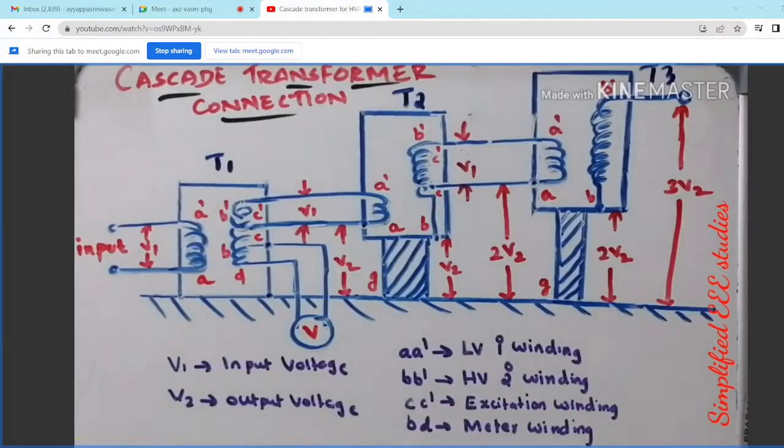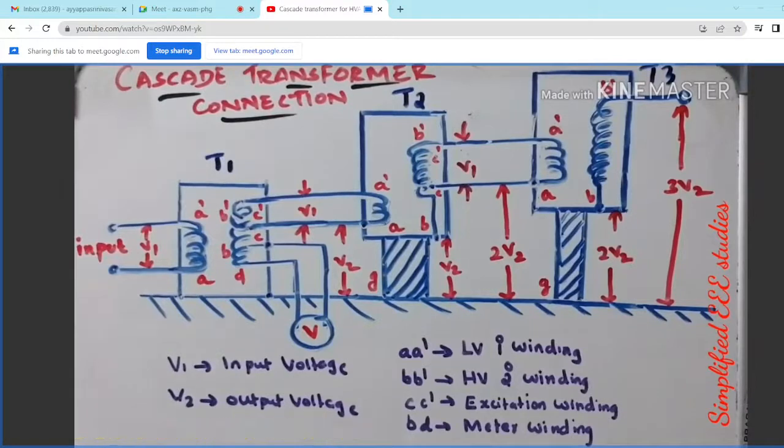In this session, I'll be providing some information regarding cascade transformer connection. First and foremost thing, why cascade connection of transformer is required? In general, up to 300 kV of high voltage AC generation, single unit of transformer is more than sufficient. But if you want to go for more than 300 kV AC, single transformer is not possible. Why? Because we need to provide more insulation. If you want to provide more insulation, that is not economically favorable. In such cases, it is better to go for cascade connection of transformer.